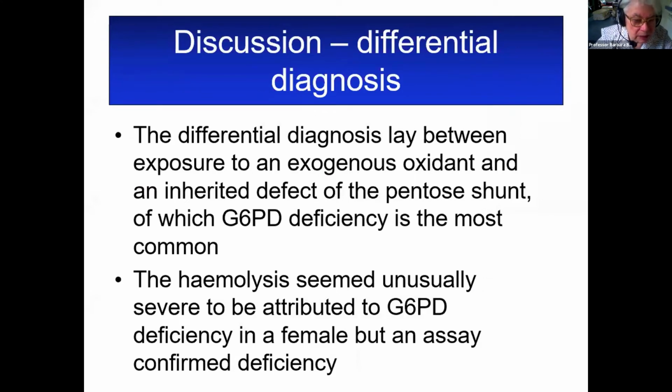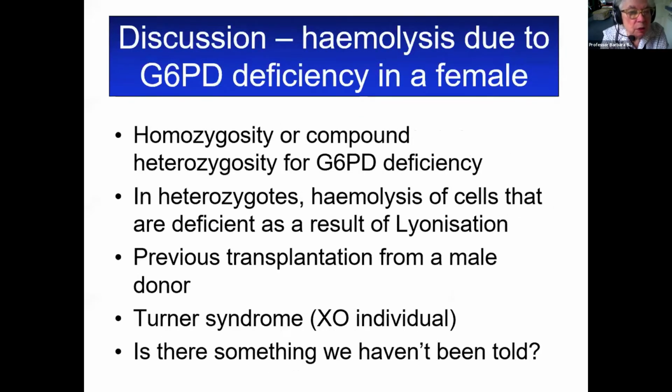So this was a bit puzzling because the hospital computer system said that this was a female. So in what circumstances might we see quite striking hemolysis in a female? So the female may be homozygous for G6PD deficiency, or compound heterozygous, which means that she's got two defective genes, but they're not identical. Homozygosity is not unlikely if you're dealing with an area where cousin marriages occur, because then the same mutation may be inherited from both parents.